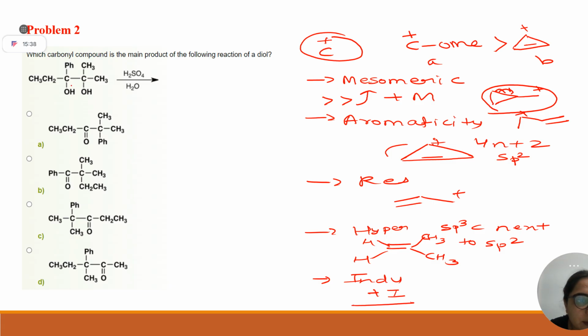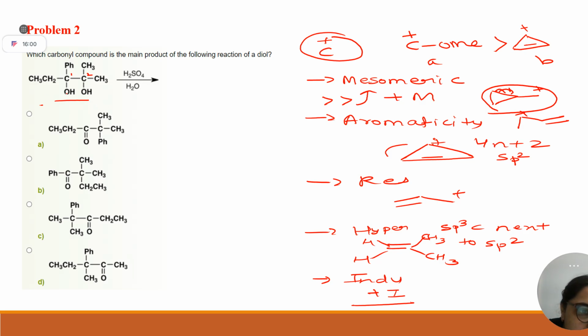So tell me, students, if I number these carbons 1, 2, and you want to make a carbocation, where will you make the carbocation first, by looking at this starting material, this diol? Ma'am, first position. First carbon, because first, OH is there. Exactly, there is OH.